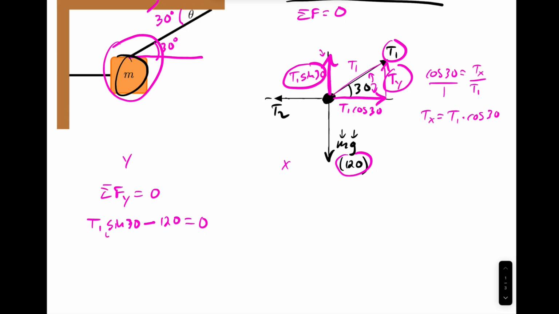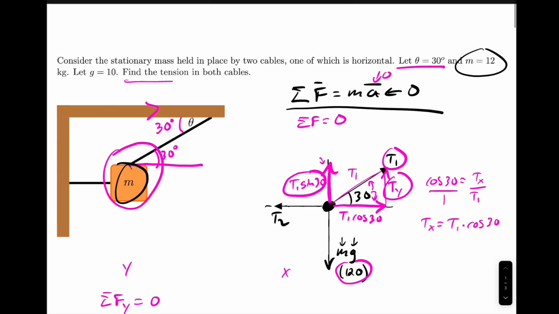So now, the sine of 30 is a half, so really what I have here is 0.5 T1 is going to be equal to 120 when I add 120 to both sides. And then I divide both sides by 0.5 and I get T1 is going to be equal to 240. And the unit on that would be newtons. So there you go. We've answered one of the questions that we had: find the tension in both cables. We just found the tension in that cable and it's 240 newtons.